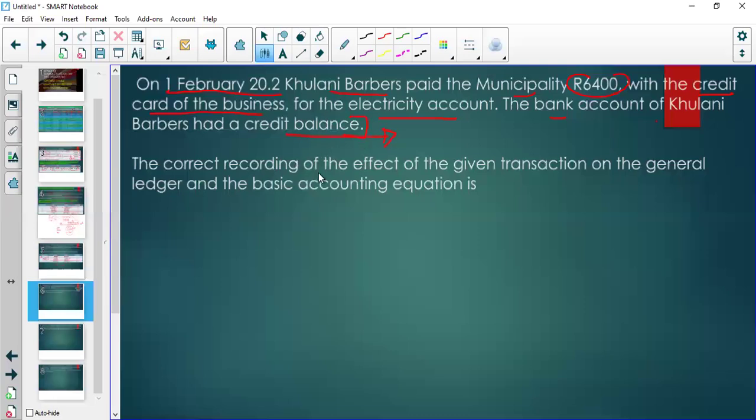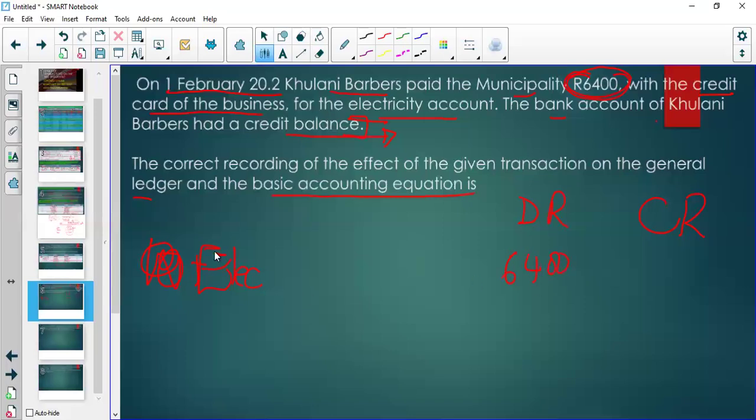Now we need the correct recording of the effect of the given transactions on the general ledger and the basic accounting equation. In other words, they want us to determine which account is going to be debited and which account is going to be credited. For us, it's going to be very easy because we are recording this expense for the first time. It's water and electricity; we normally refer to it as water and electricity, but in this case, we can just say electricity. And that's going to be 6,400.